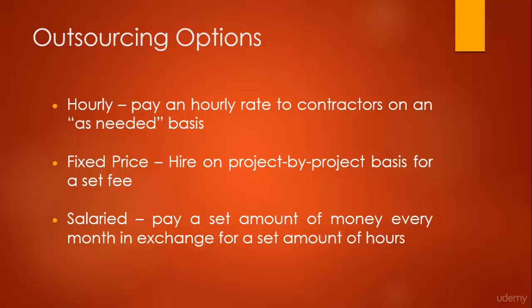Now, salaried is typically what you would pay a more seasoned contractor that's been working with you for a while. You pay a set amount of money every month in exchange for a set amount of hours. The whole basis of salary typically is that you work 40 hours a week and you make a certain amount of money. So you could divide it by the hour and say, if I make $1,000 a week divided by 40 hours, in essence, I'm making $25 an hour.